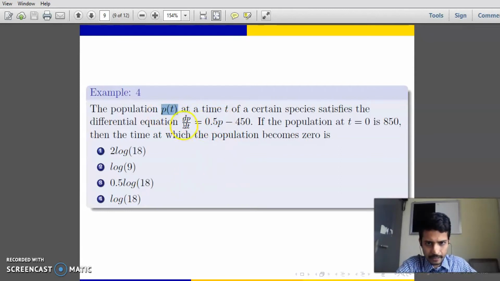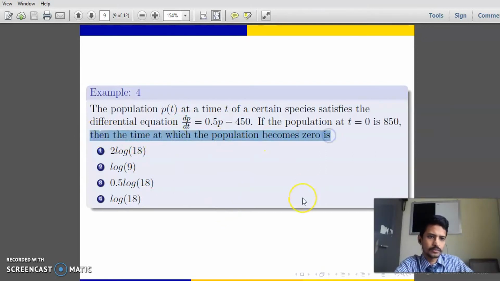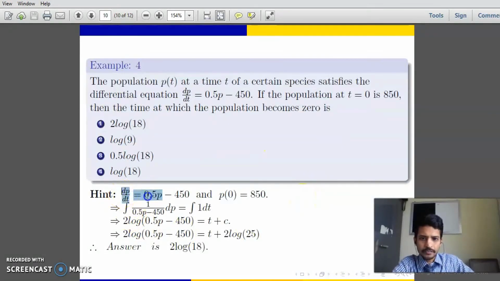So first we try to find out the solution of the differential equation, then we discuss the second half of this question. If you observe the differential equation, it is a variable separable type, so if you apply the variable separable technique, you end up with this equation.